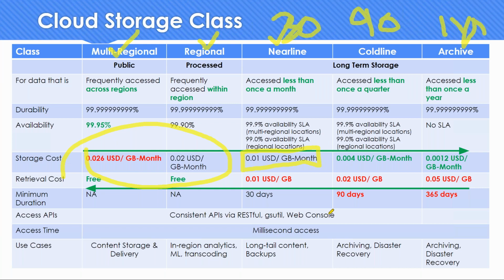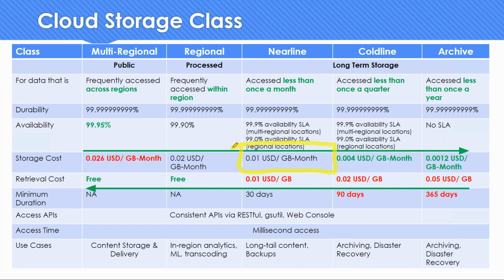Now you see there is a cost. Once in a month, if you're storing it for a month, the storage cost reduces drastically, almost half of it, 0.01. But what is going to happen is every time you retrieve it, there's going to be a retrieval cost. This can become a little expensive.